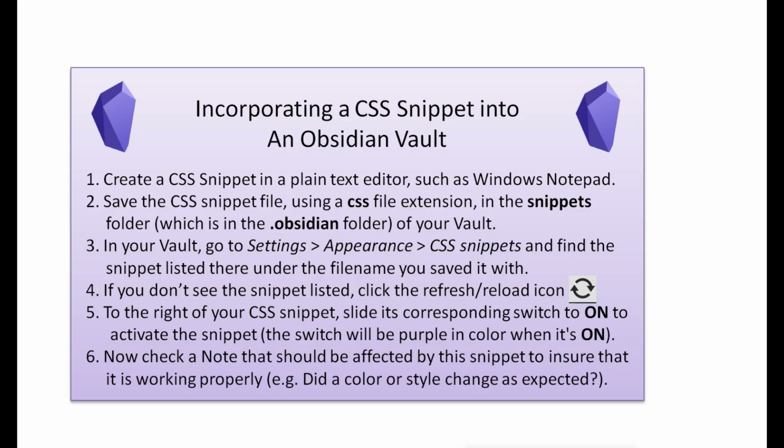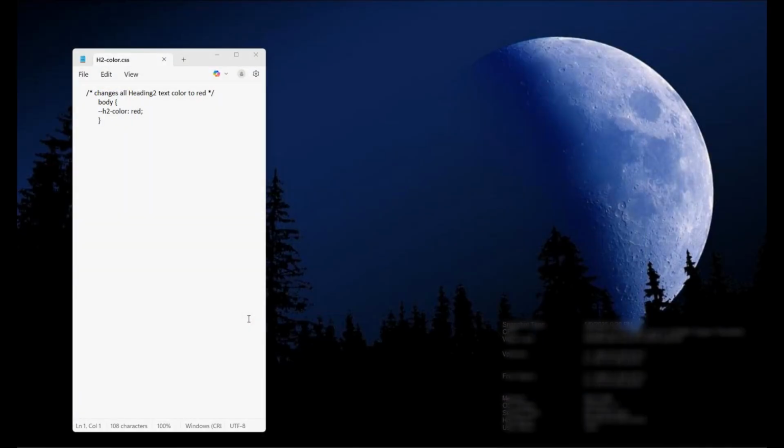To the right of your CSS snippet, slide its corresponding switch to On to activate the snippet. The switch will be purple in color when it's on. Now check a note that should be affected by this snippet to ensure that the snippet is working properly. For example, did the color or style change as you expected? Let me demonstrate this process with an actual example.